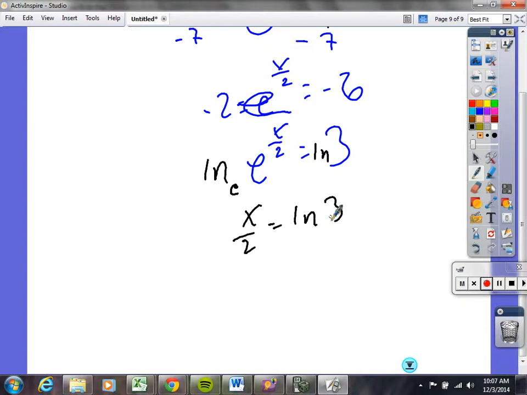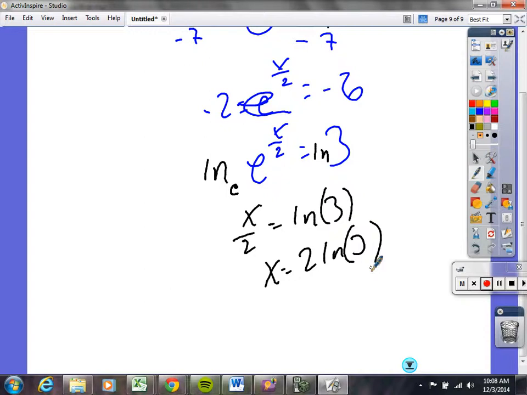So, sometimes, what if I want the real answer? Do I want to plug this in my calculator? No, I want to leave it like this, so then I do this, x equals 2 ln of 3. That would be my real answer, wouldn't it? Does that make sense what I'm saying? Yes, no? Yeah.